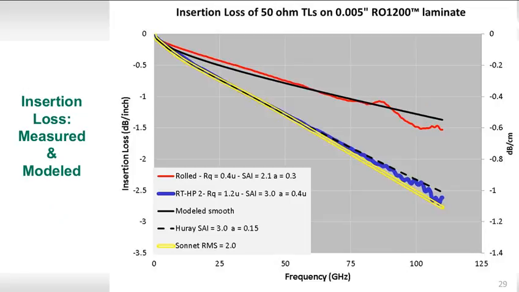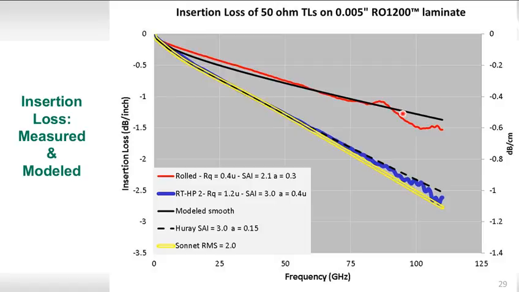So now we're looking at similar data, again, on 5 mil laminate. This is the RO1200, which was the slightly higher loss PTFE silica glass fabric reinforced material. Again, the rolled foil, with these parameters, now a different, reverse treated foil sample that has an RMS roughness of 1.2 microns, surface area index of about 3, and a measured nodule radius of about 0.4 microns.